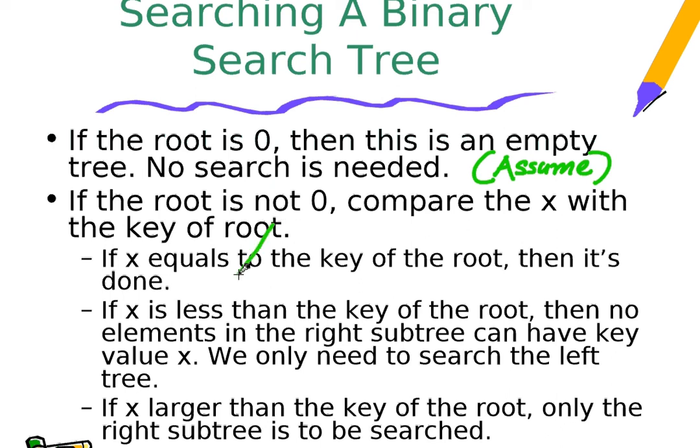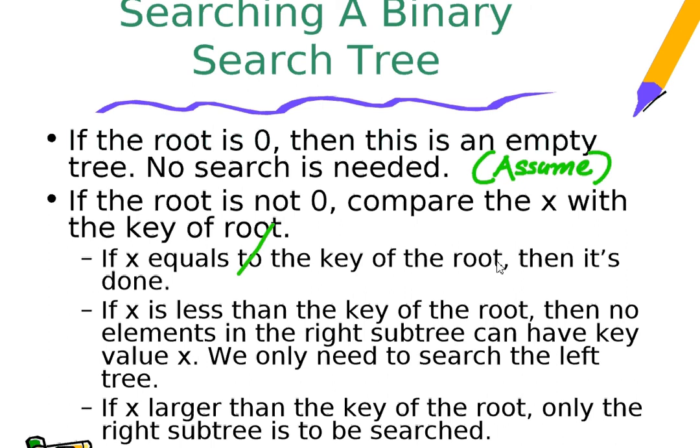Initially, if X is equal to the key of the root, so what I am searching for is available in the root itself, then the search is done. Otherwise, if the value you are searching for is not in the root, we compare X with the root.